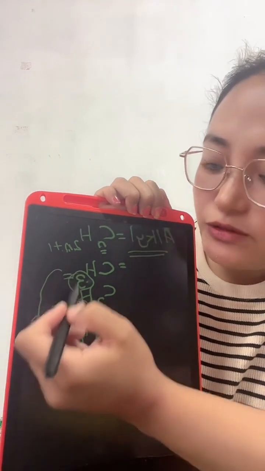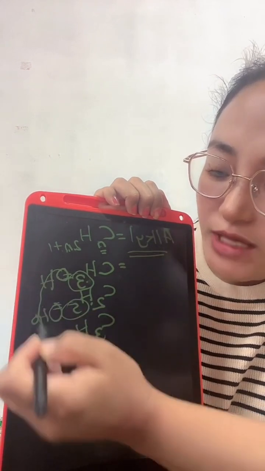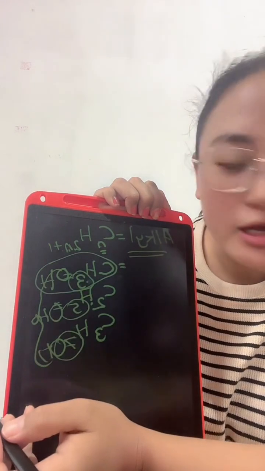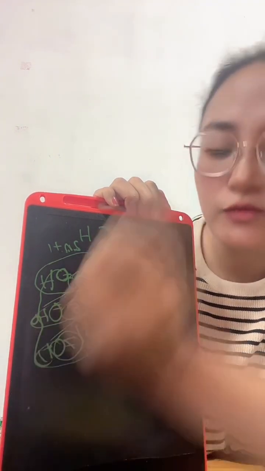Now any alkyl group, if you simply attach OH, this is no longer an alkyl group. Now these are the alcohol family.